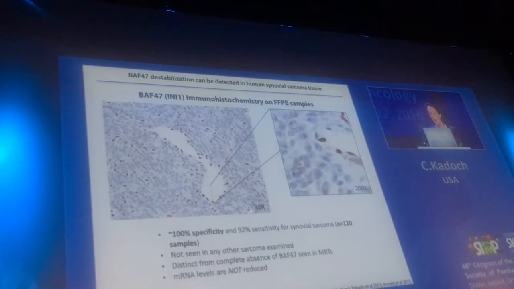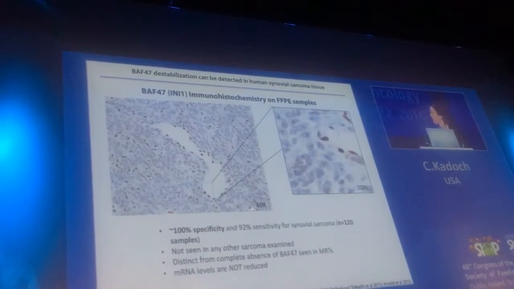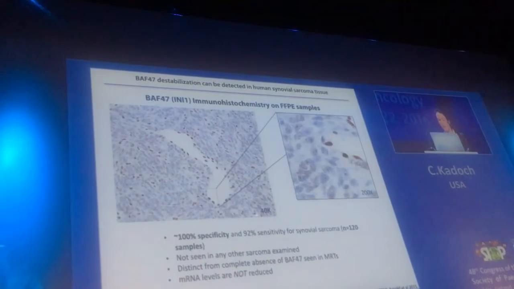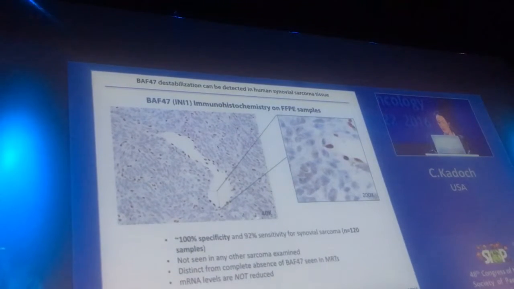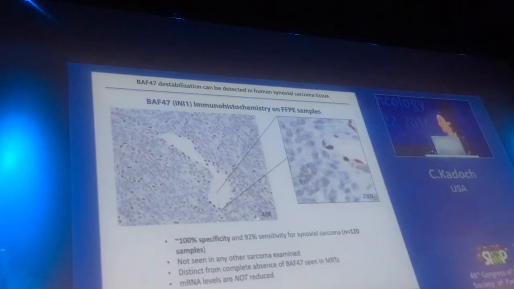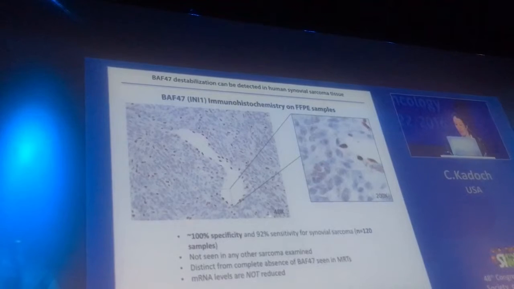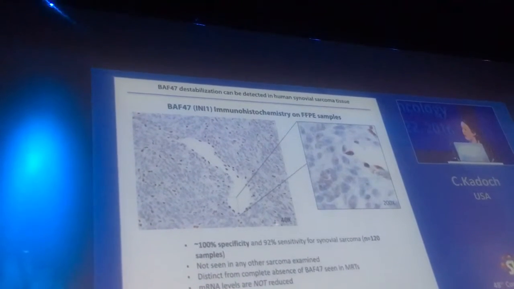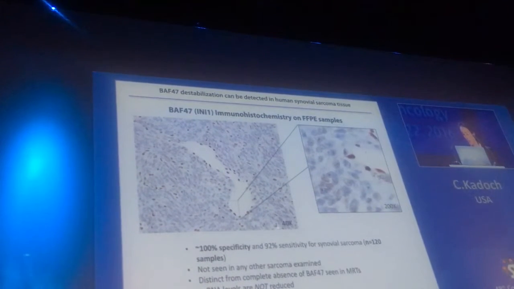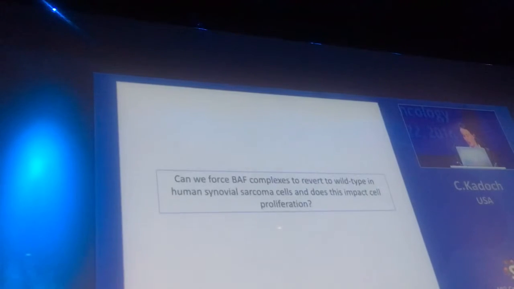And this pattern of diffusely weak staining of BAF47 is really quite unique. It's not seen in any other sarcoma examined. This is a ubiquitously expressed protein. It should be in every cell, except for malignant rhabdoid tumor, where it's deleted. And again, in all of these tumors, the mRNA levels are not reduced, so it's purely a protein activity. So this has really become a nice additional biomarker for this disease.